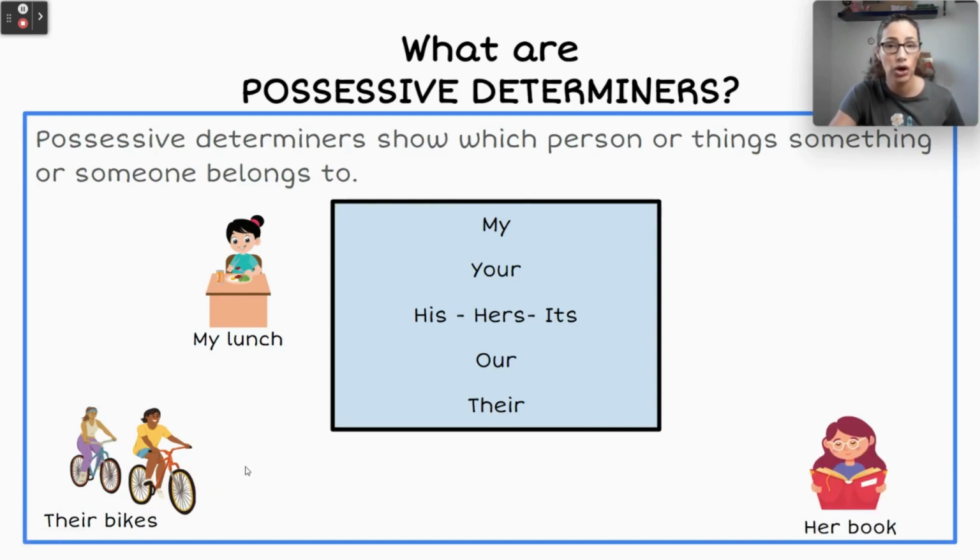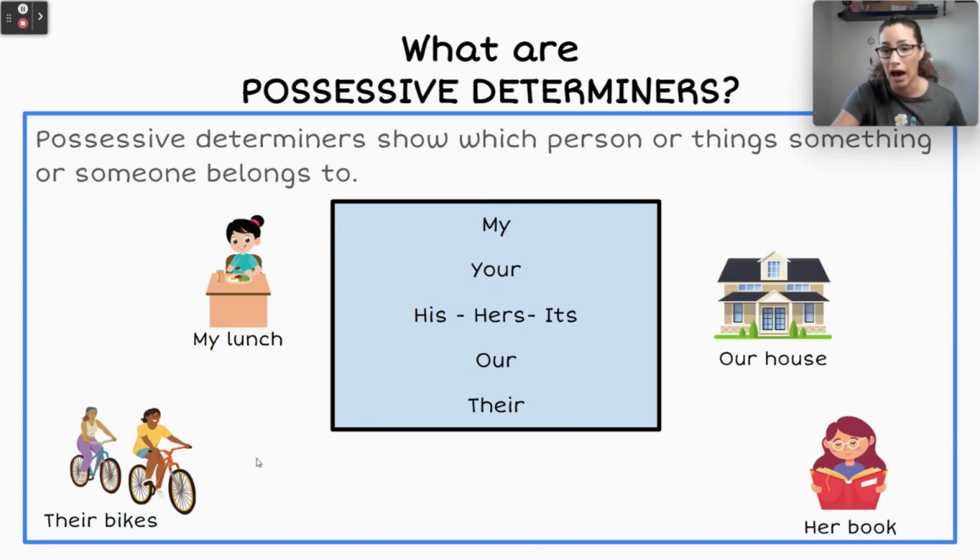That is her book. This is our house. You could also say, this is her book. It is her book. I want you just to notice the possessive determiners: my, their, our, her.